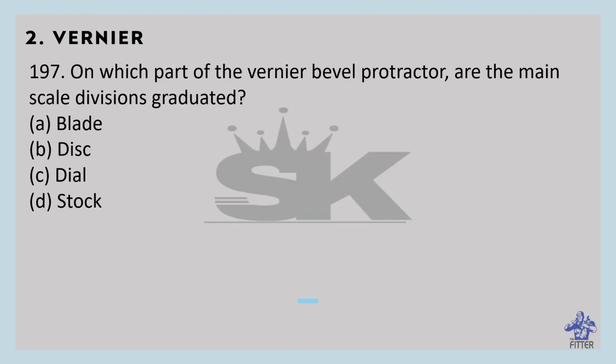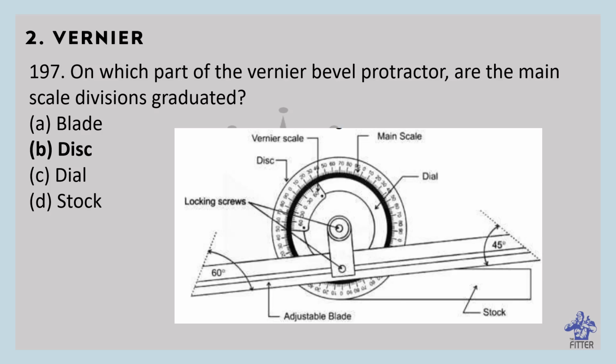On which part of the vernier bevel protractor are the main scale divisions graduated? So that is disk. You can see here in the image. So this is the main scale and this is the disk. You can observe the stock here. Stock is used normally as a reference surface. And there are locking screws, vernier scale, and an adjustable blade. The ends are 45 degrees and 60 degrees.